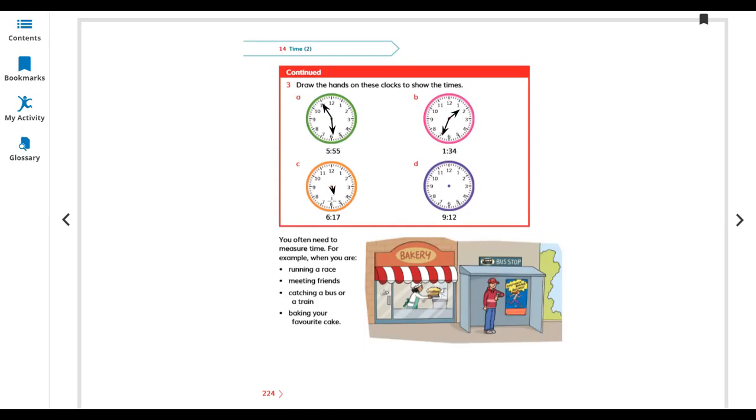After this, 6 hours 17 minutes. This is 15, 16, 17. Like this, 9 hours and 12 minutes. 5 multiplied by 2 is 10, 11, 12.